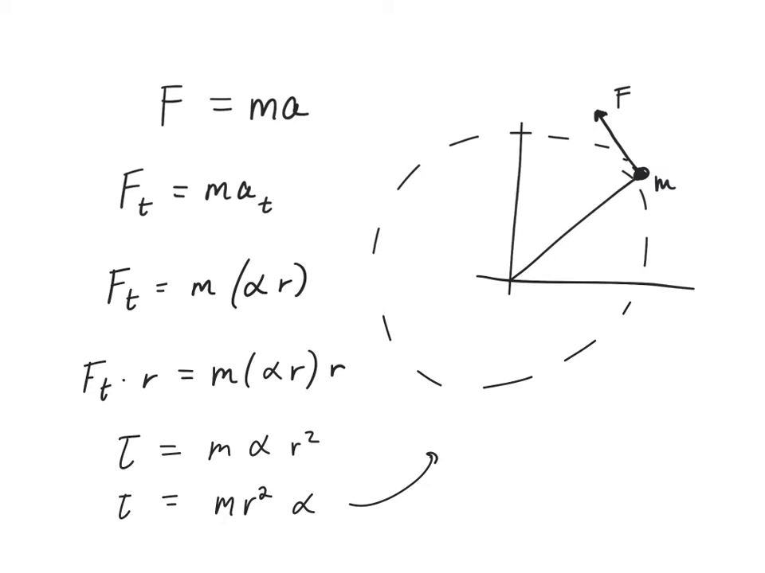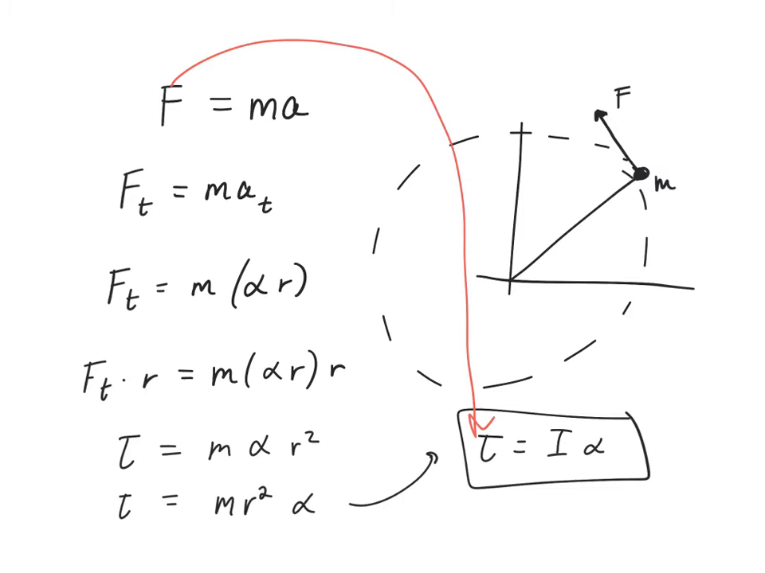But m r squared, if you recall, is your moment of inertia. So this is Newton's second law for rotating objects. What I want you to recognize is that it's pretty easy to see the connection. Force becomes torque in this chapter. The acceleration becomes angular acceleration. The mass becomes the moment of inertia.